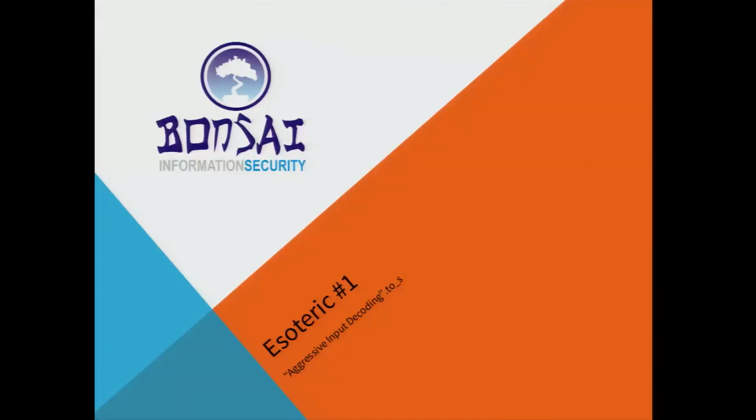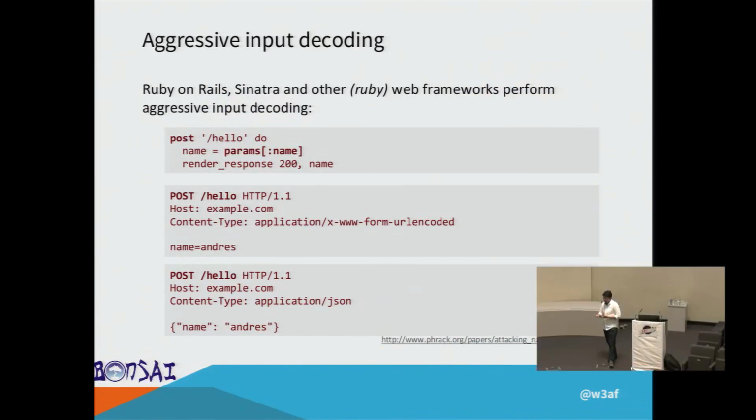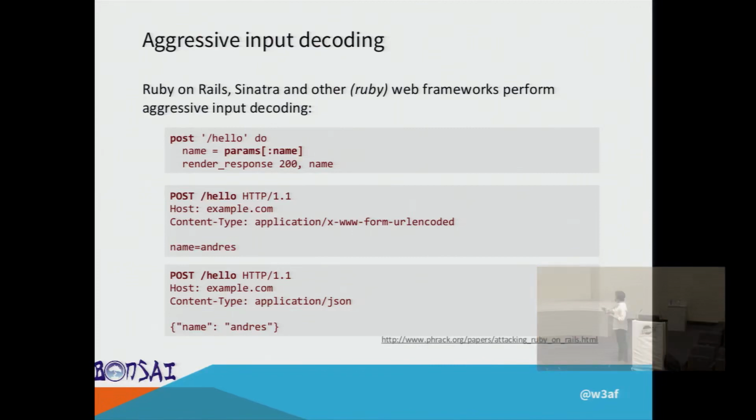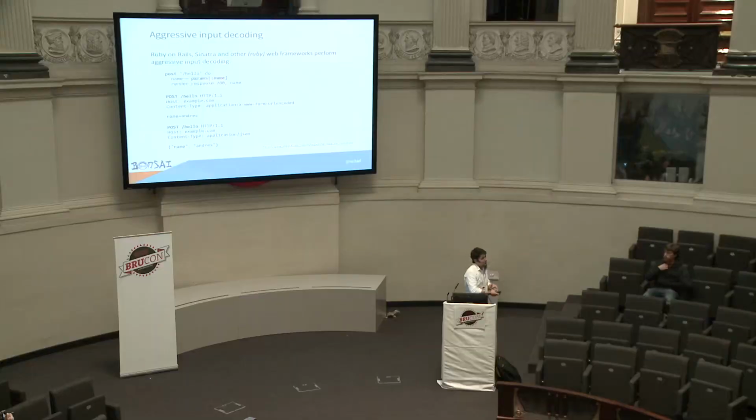Aggressive input decoding, which is going to lead to NoSQL injection. This aggressive input decoding is something that happens at least in Ruby on Rails, but I believe it also happens in development frameworks in Java and Python. So let's see what happens. First, we have the source code for the HTTP request handler. That source code is a code snippet from a Ruby on Rails application.